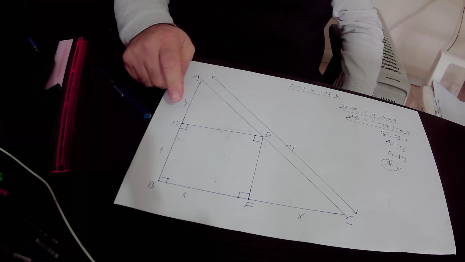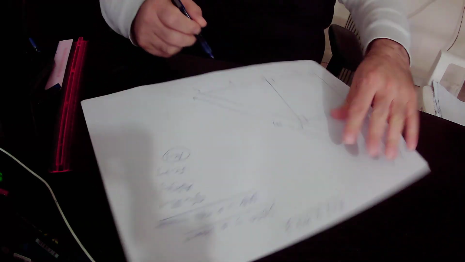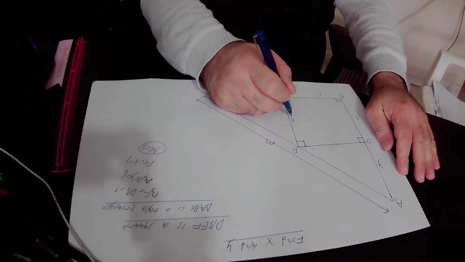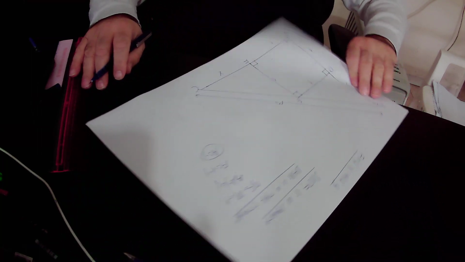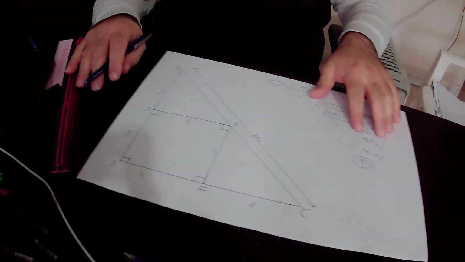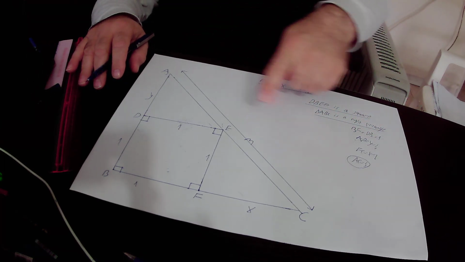One side of square DEBF equals 1 unit, that is to say, EF equals 1 unit and DE also equals 1 unit. And we also know that the hypotenuse of the right triangle ABC equals 3 units.